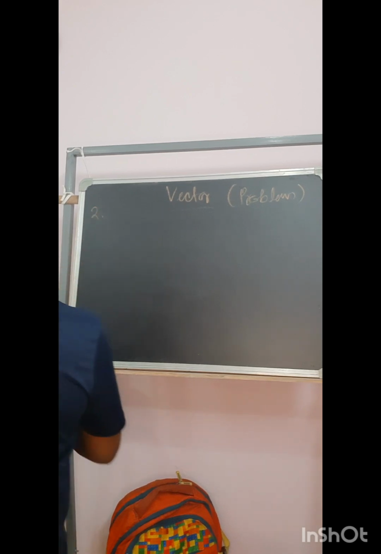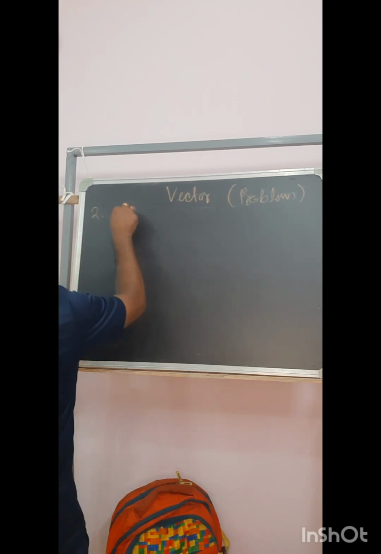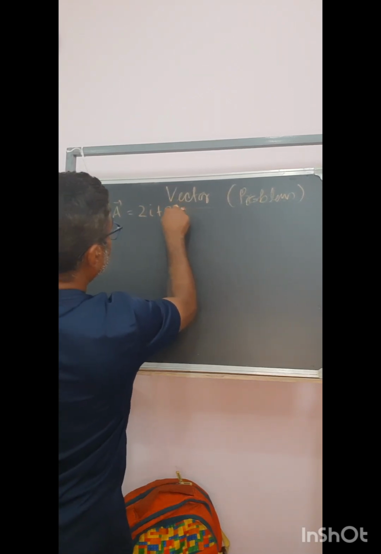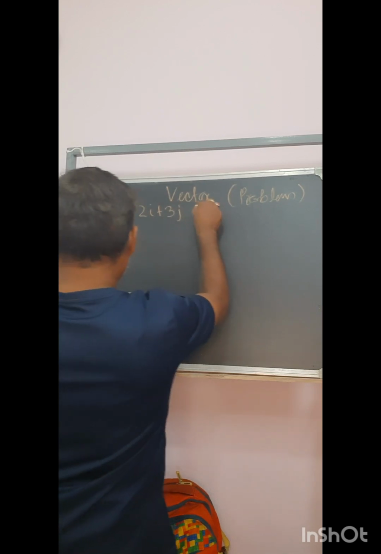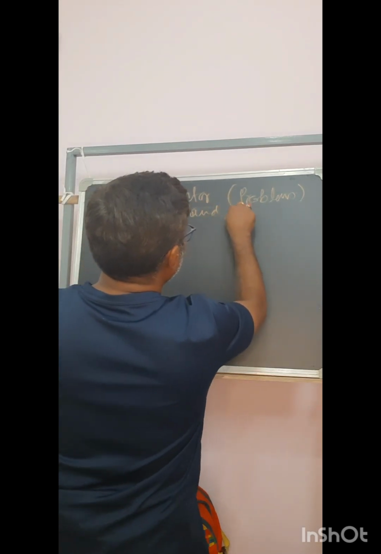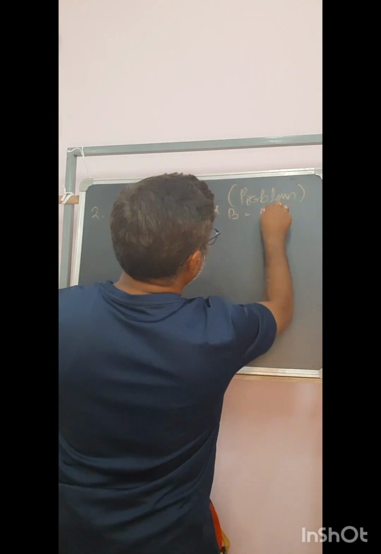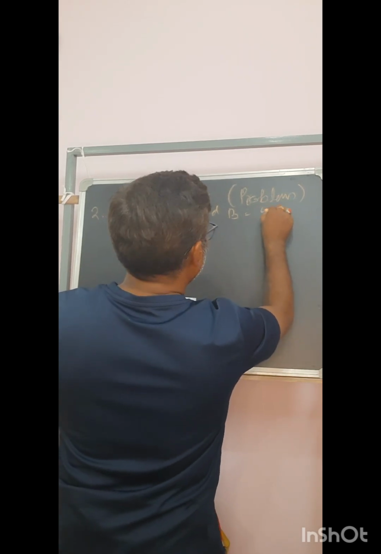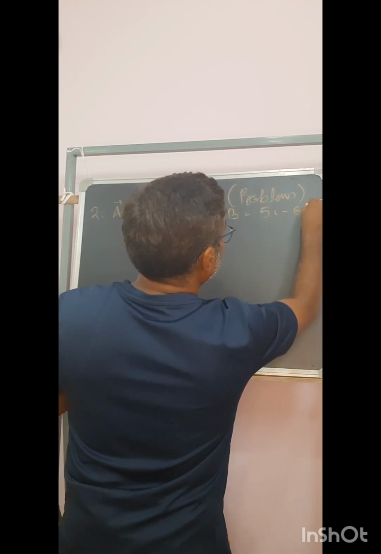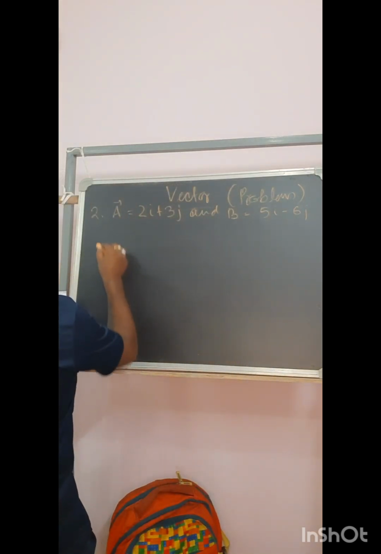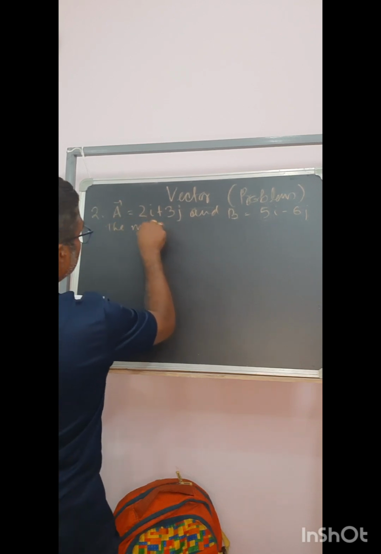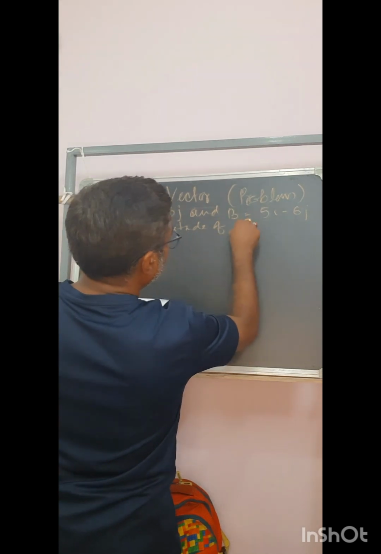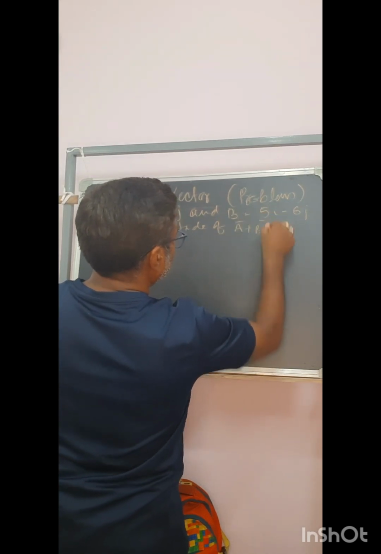Problem 2. A vector A is given as 3i plus 3j, and B vector is given by 5i minus 6j. Okay, so what is the magnitude of A plus B vectors?